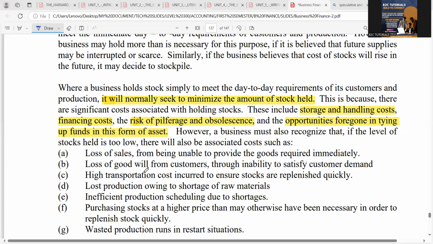We talk about costs associated with keeping low stock. We're saying loss of sales. You know, when you keep low stock and then you have a customer come in and want to purchase more than what you have in stock, it will take a while to produce, and then you might end up losing a customer, which will lead to loss of sales.